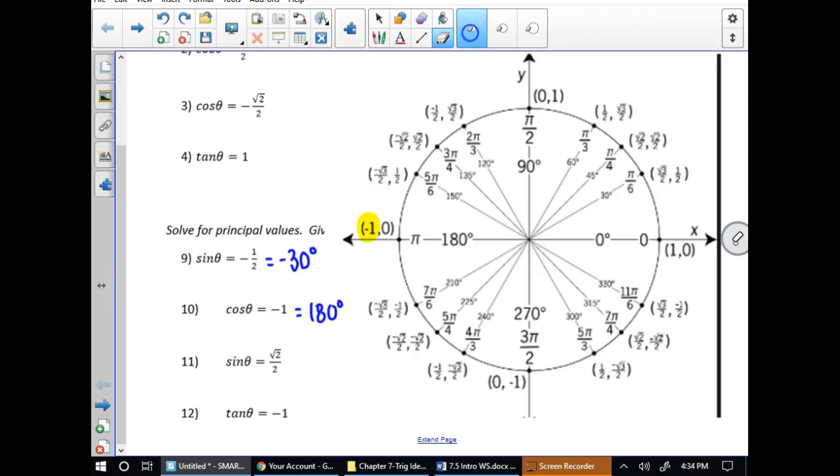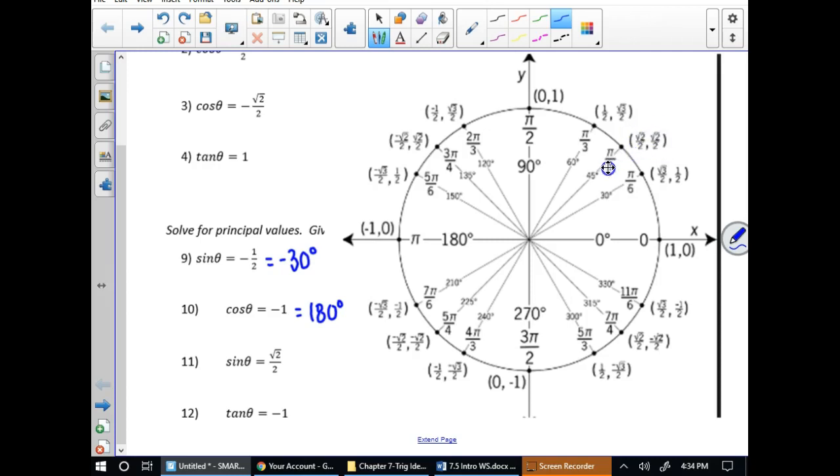For number 12, this one's looking for tangent, and tangent's harder to find because tangent is not on the unit circle. But for tangent to be 1, we're looking at sine over cosine. Like at 0 degrees, sine over cosine is 0 over 1, so that's definitely not it. At 30 degrees, we'd have to do 1/2 divided by square root of 3 over 2. I'm not quite sure what that is, but I know it's not 1. Right here at 45 degrees, I would have square root of 2 over 2 divided by square root of 2 over 2. That would give me positive 1.